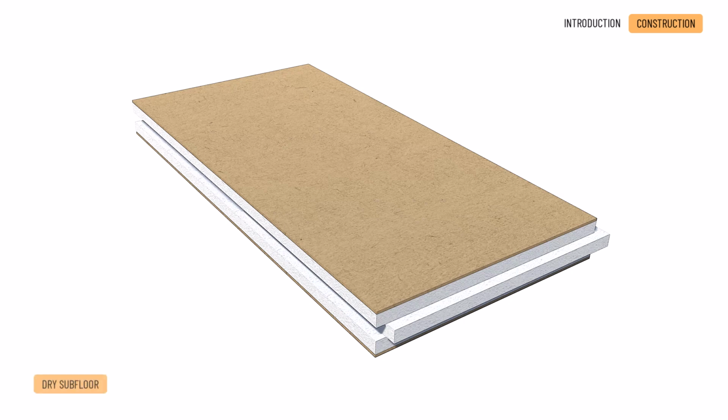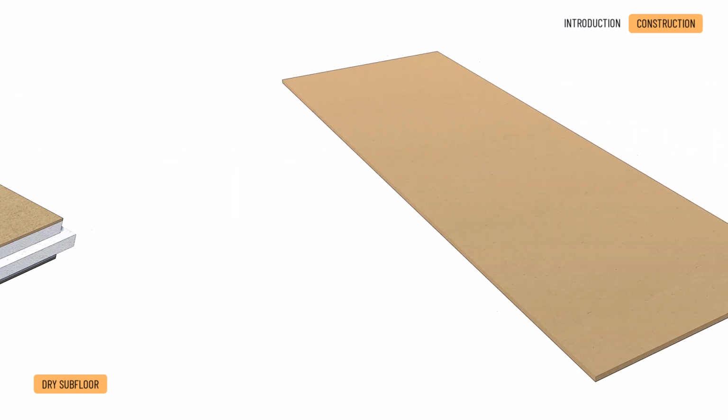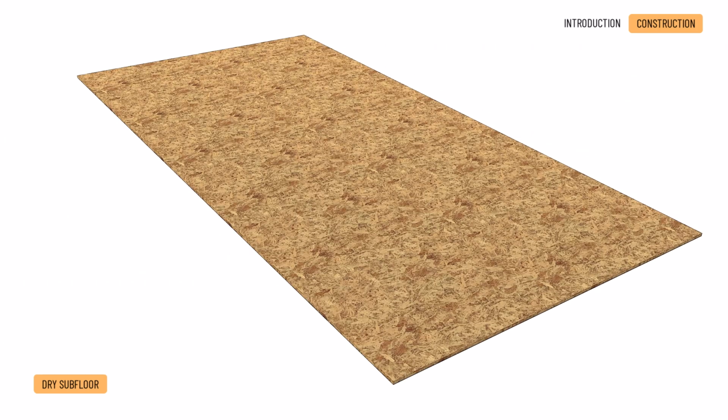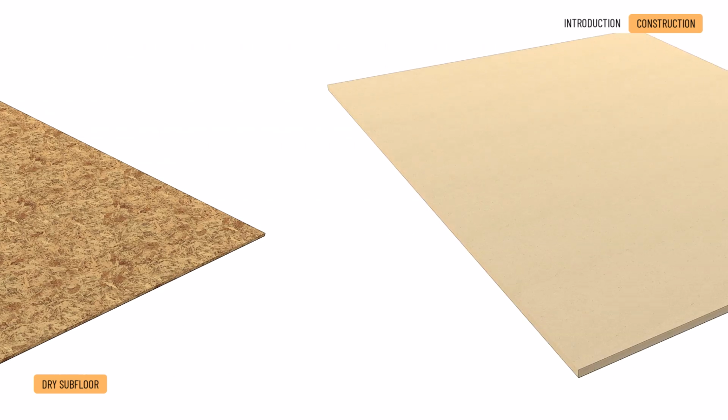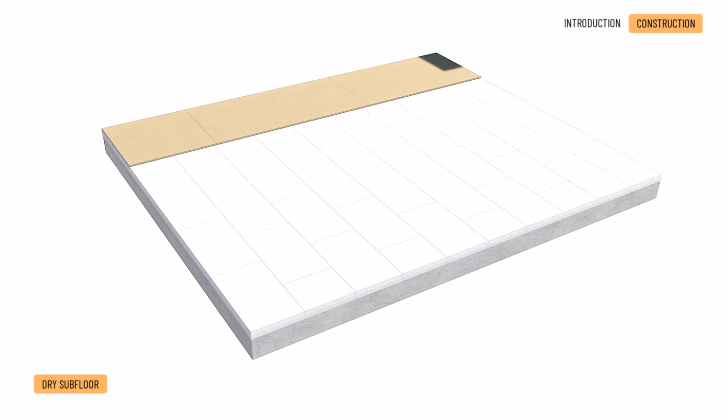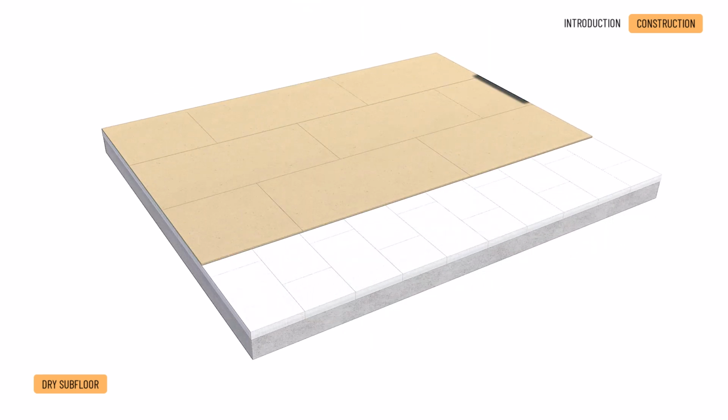A dry subfloor can be constructed using either factory-produced building boards, combined with thermal insulation, or separate insulation boards and building boards. The building boards may be made of gypsum fibre, OSB, MDF, or plasterboard. They are laid as two layers on top of the thermal insulation surface.